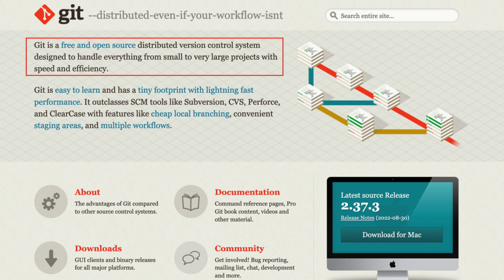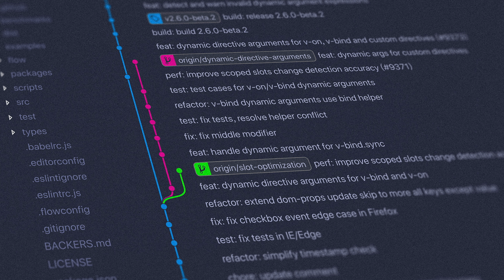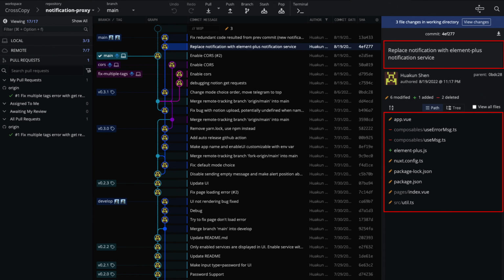Git describes itself as a free and open source distributed version control system designed to handle everything from small to very large projects with speed and efficiency. Version control is a system that records changes to a file or set of files over time so that you can recall specific versions later. You can do version control with Git.